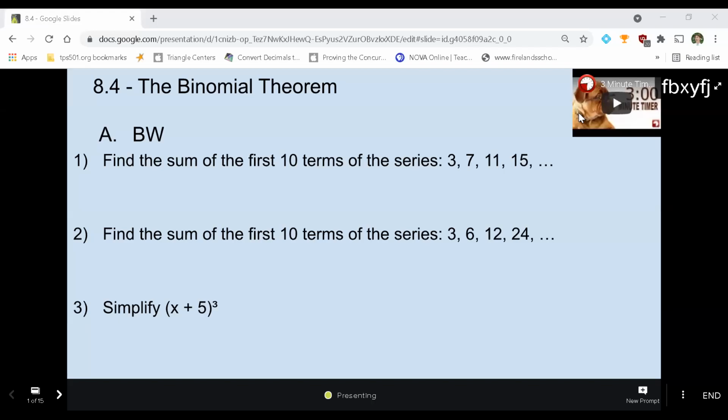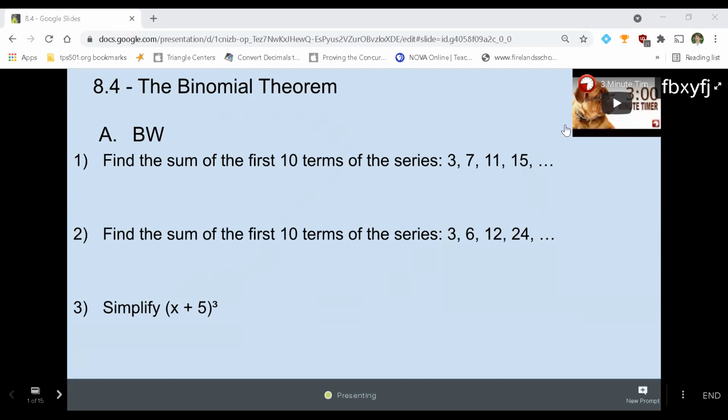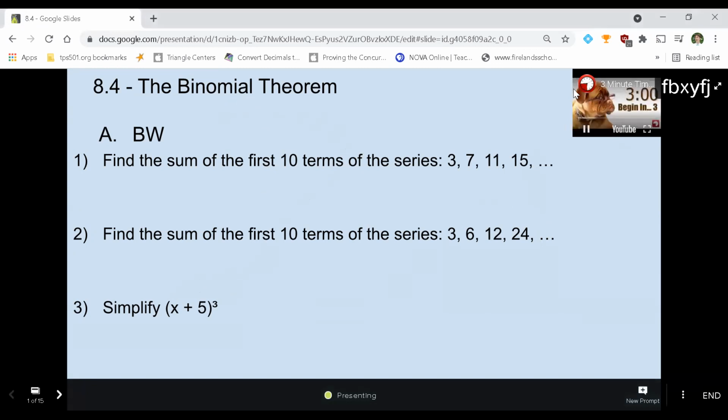All right, for bell work today, we have 3 questions. Find the sum of the first 10 terms of this series, that series, and then simplify x plus 5 to the third power. I'll give you 3 minutes, and then we'll go over.